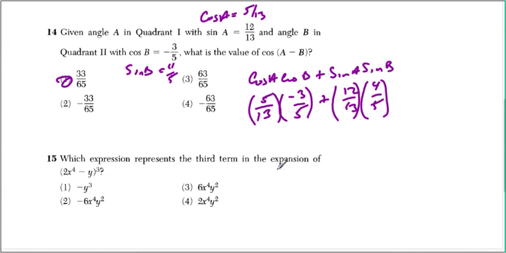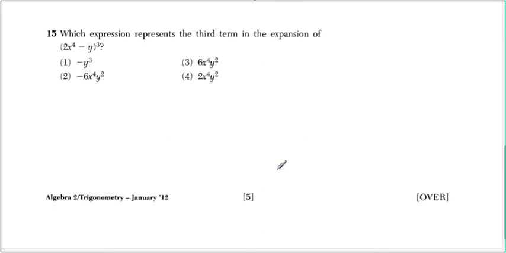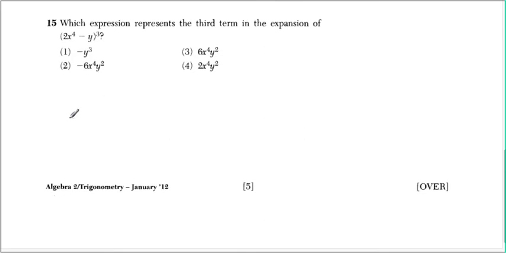Alright, third term in the expansion. Now, we haven't done expansion formula in class yet. We're doing that this week. But we're going to have 3C2, 2x to the 4th to the 1st, negative y squared. Multiply that out, and you end up with 6. It's going to give you 3 times. Yep, good.